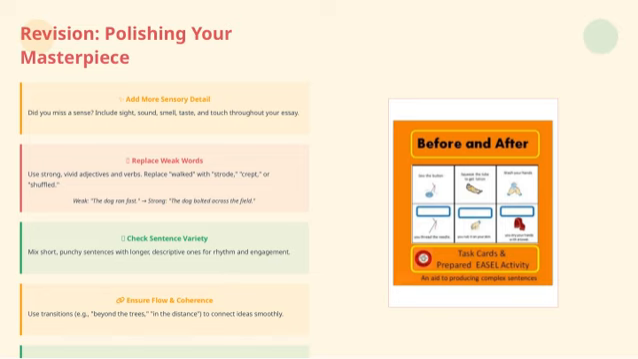Next, look at your word choices. Replace weak words with strong, vivid adjectives and verbs. For example, instead of saying walked, consider words like strode, crept, or shuffled to create a clearer picture. So a weak sentence like the dog ran fast can be transformed into the dog bolted across the field.